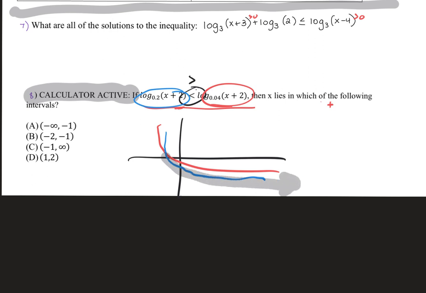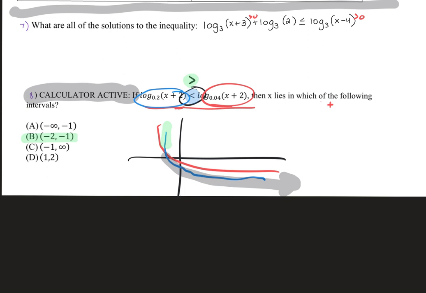Which is C. But if this question changed to be greater than, now I'm looking for this part of my graph here, right? But there's a limitation. It's not A. It's not negative infinity to negative 1. There's a restriction on this graph because it's got a vertical asymptote. Does that make sense? And it would be from where my vertical asymptote is, which is at negative 2, to negative 1. So you have to make sure you pay attention to things like that: negative 2 to negative 1 would be the answer if it said greater than.